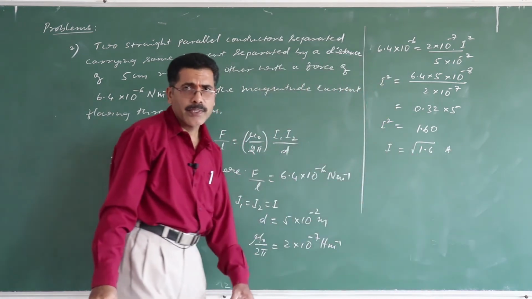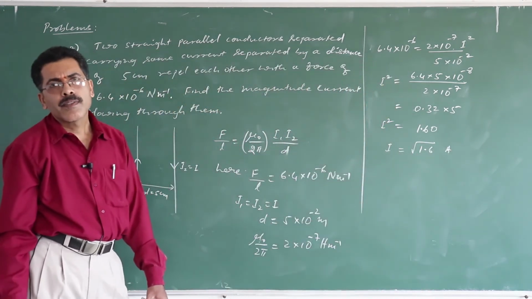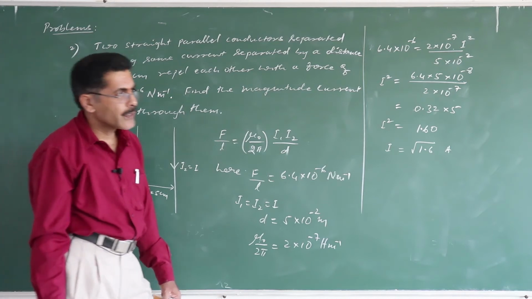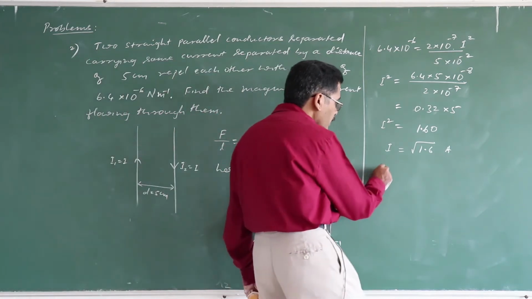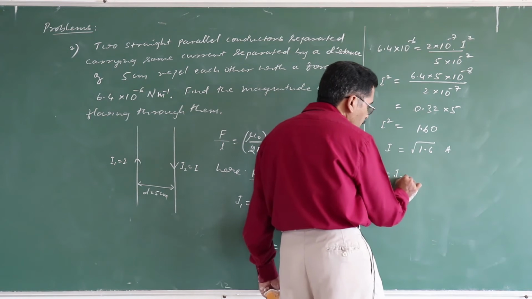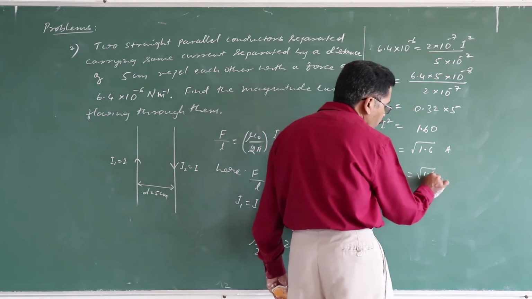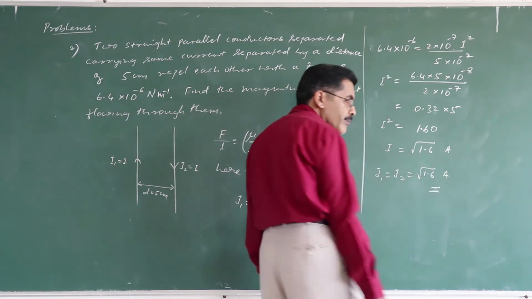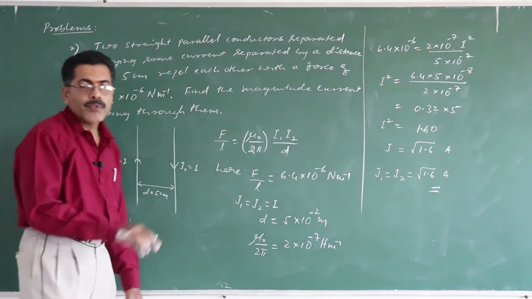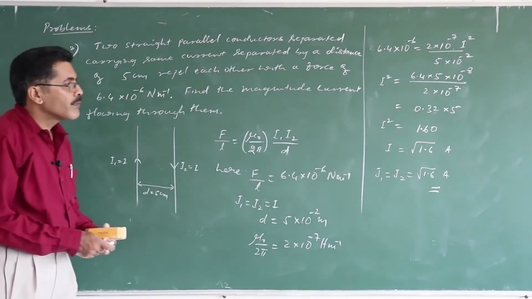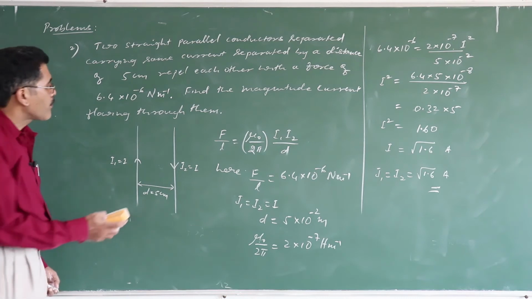You please simplify this. Simplify this and find out I1 is equal to I2 is equal to root of 1.6 ampere. Please work out the value and write the final answer.